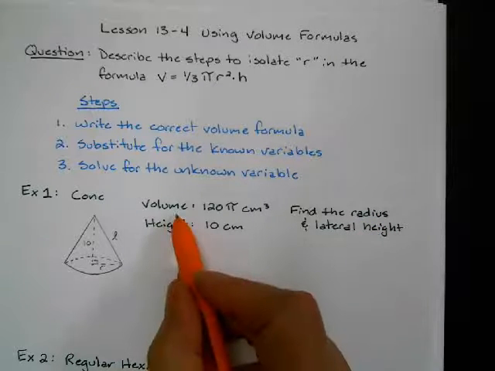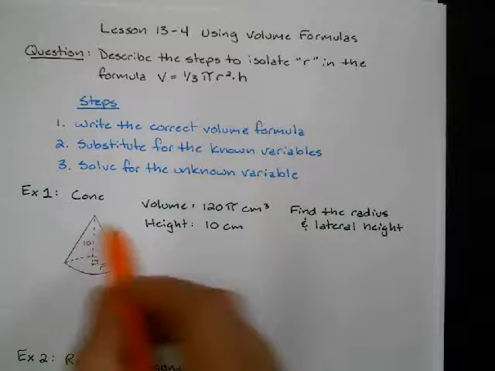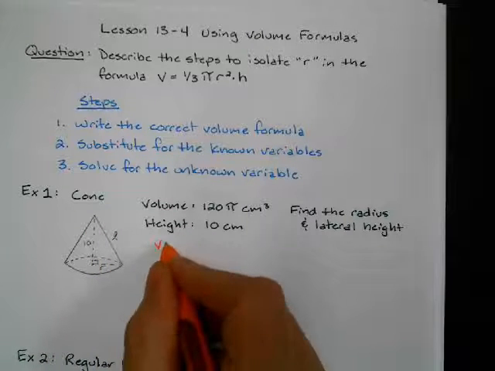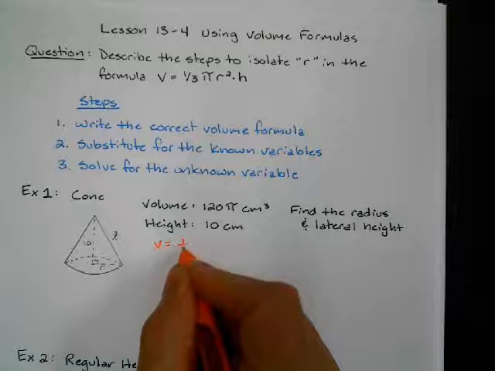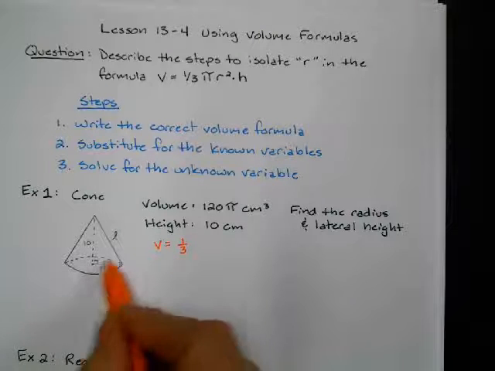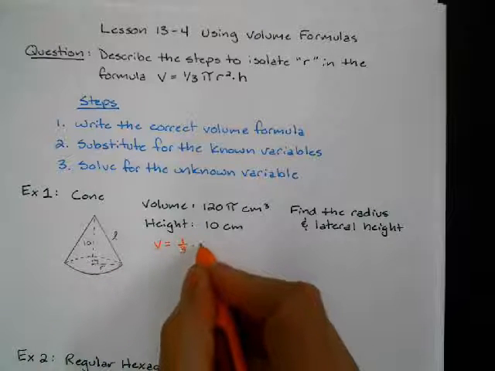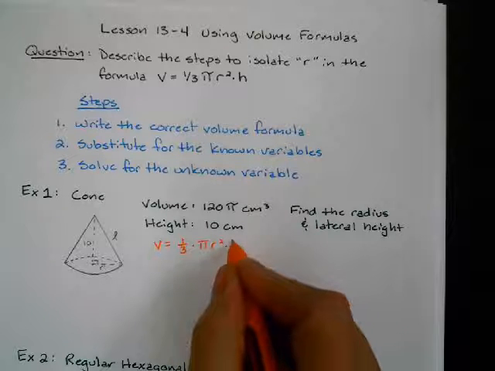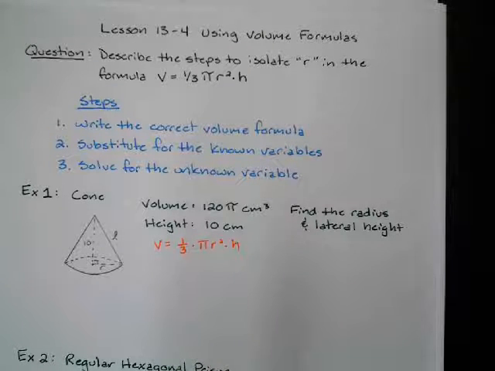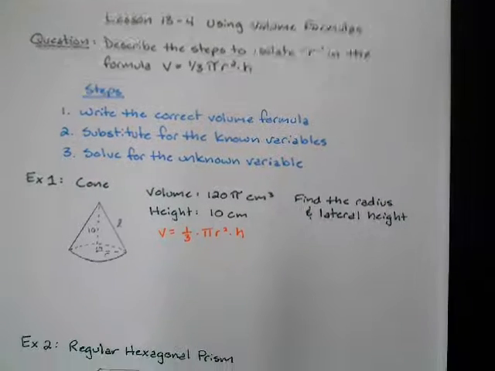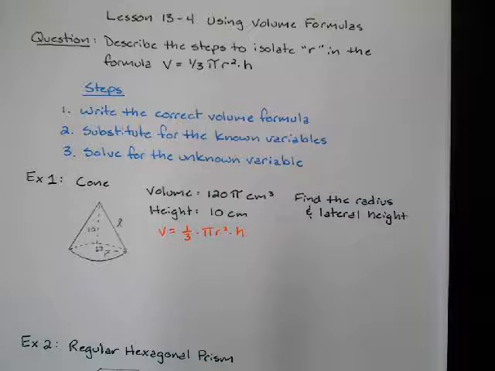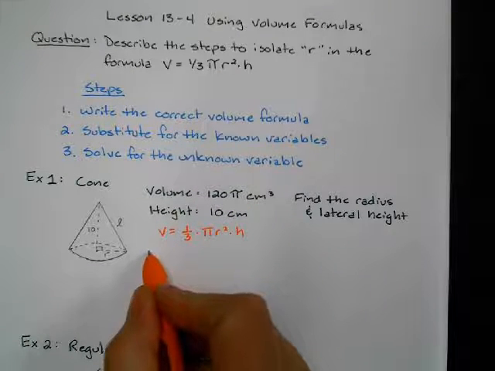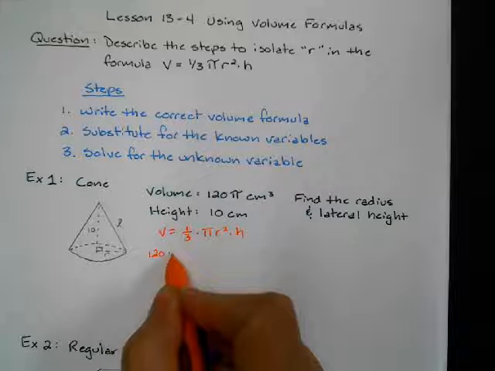So I know the volume, and the volume for a cone, remember it goes to a point, so I only have 1/3 of the base area. The base is a circle, so the base area is pi r squared. And then I multiply it by the height. All right, let's plug in the things that we know. We know the volume is 120 pi. So instead of volume, I'm going to plug in 120 pi.